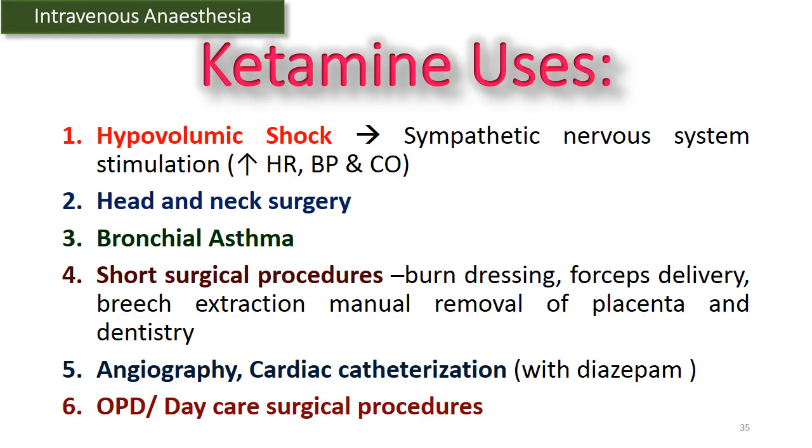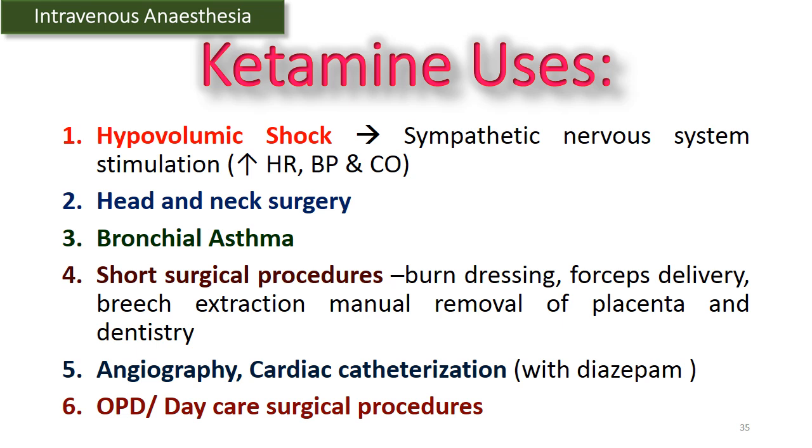Now coming to the uses of ketamine, it can be used in hypovolemic shock because it causes sympathetic nervous system stimulation which ultimately results in increased heart rate, blood pressure and cardiac output, head and neck surgery, bronchial asthma, and another very important use is for short surgical procedures like burn dressing, forceps delivery, breech extraction, manual removal of placenta and dentistry.